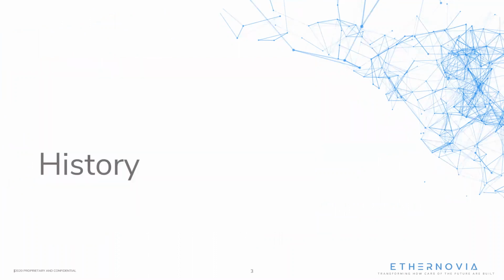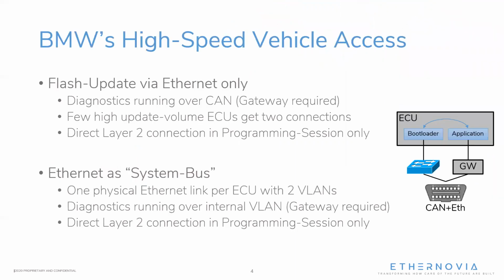Let's start with a little bit of history, as the history of diagnostics over Ethernet and IP starts before it actually became the name of the ISO 13400 document. It started specifically with a BMW project around 2005 that went into serious production by 2008. The idea behind this project was to speed up the flash process, particularly to those few high-volume update ECUs like head unit and rear seat entertainment.